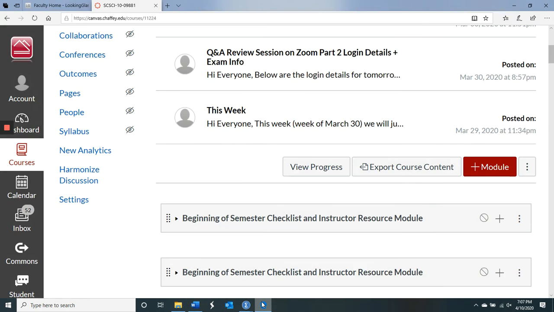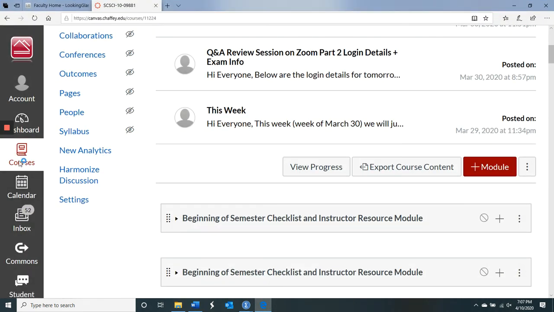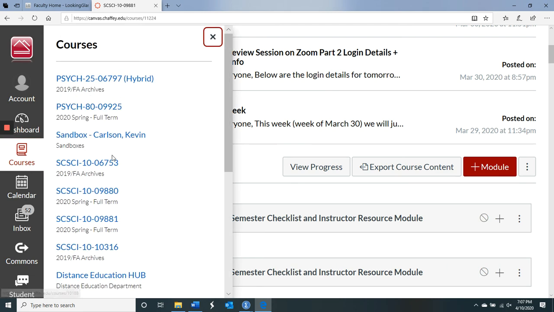And I want to check that Canvas is still working. Sometimes Canvas logs you out if it thinks you're sleeping on it. So I'm just going to click that real quickly.